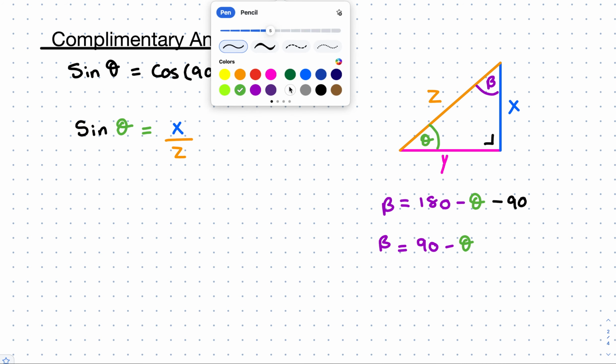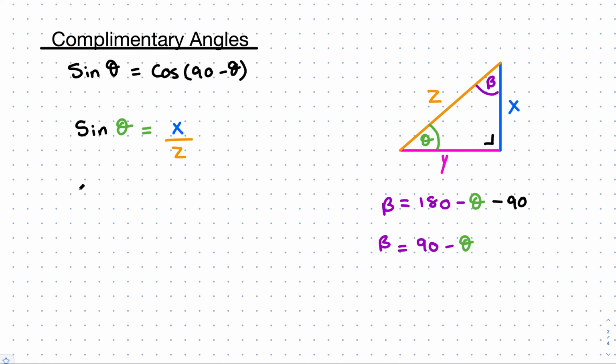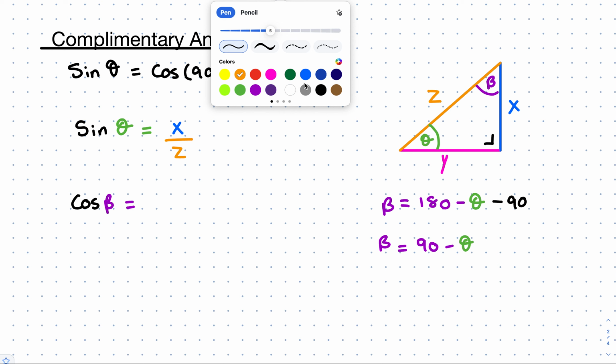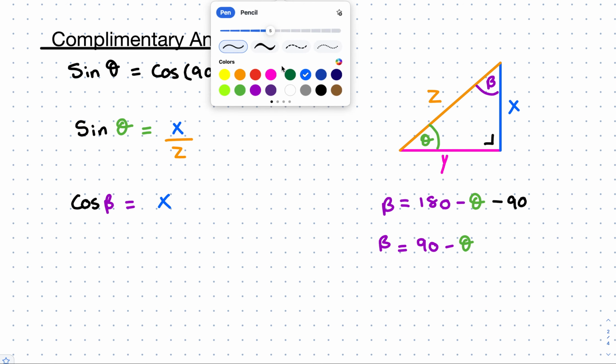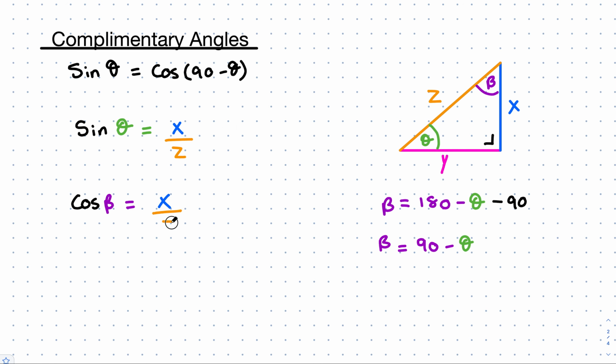So actually, I could say that this is cos of beta is what I'm looking to talk about. Because beta is equivalent to 90 minus theta. And if I want to do that, cos of the angle, if I think back to SOHCAHTOA, cos stands for adjacent over hypotenuse. So the adjacent to the angle beta is the one that's next to the angle beta. In this case, it's x all over hypotenuse, while the hypotenuse is the same.